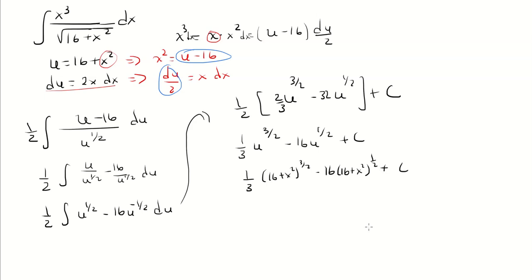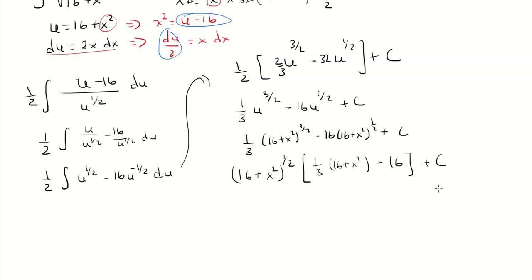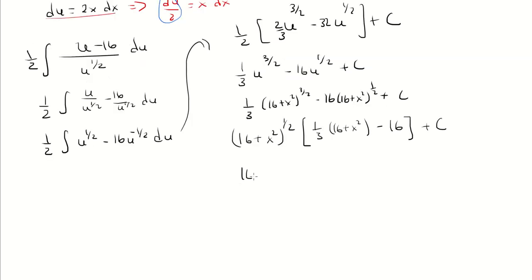We could do some factoring. We can pull out a 16 plus x squared, square root of that. And then we have 1/3 times 16 plus x squared minus 16 plus c. And then from here, I'm just going to write like this, square root of 16 plus x squared.